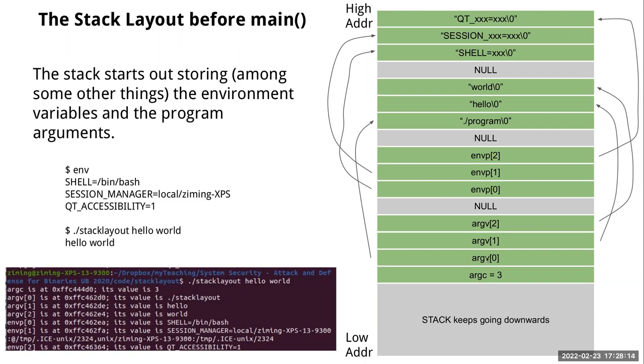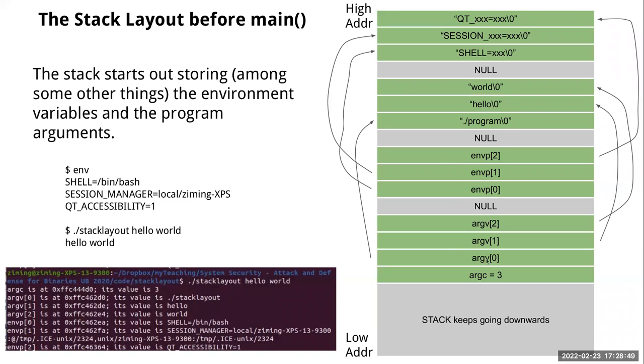In this case, there are three. I'm running a program called stack layout. When I run this program, I give it two command line arguments, hello and world, making this whole thing three command line arguments. The first one is the name of the program. The second one is hello. The third one is world. Those are all strings. So those strings will be copied to the memory space of the program stack layout, and they are copied onto the stack like this.